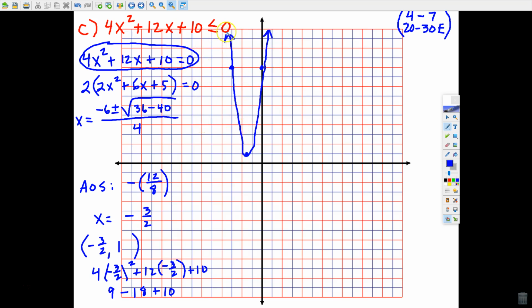And now the question is, the inequality says, what are all the x values from coordinates on this parabola that fall below the x-axis? Well, this parabola never falls below the x-axis, and it never will. It opens up, and the vertex is above. All of the points on this parabola are above the x-axis. None of them are below. So this is one of those situations where we have no solution.